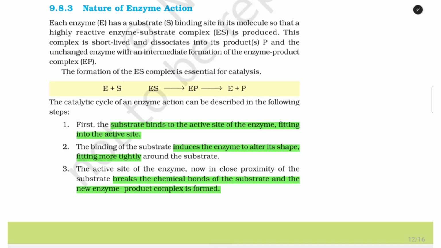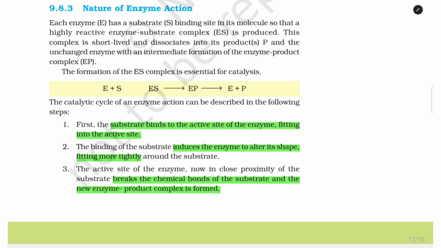9.8.3 Nature of enzyme action. Each enzyme E has a substrate S binding site in its molecule so that a highly reactive enzyme substrate complex ES is produced. This complex is short lived and dissociates into its product or products P and the unchanged enzyme, with an intermediate formation of the enzyme product complex EP. The formation of the ES complex is essential for catalysis. The catalytic cycle of an enzyme action can be described in the following steps.